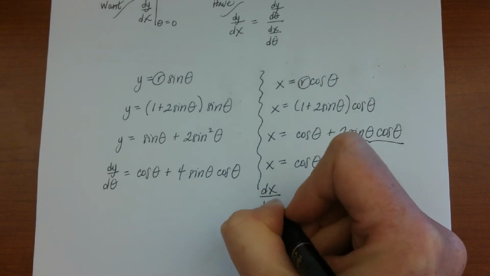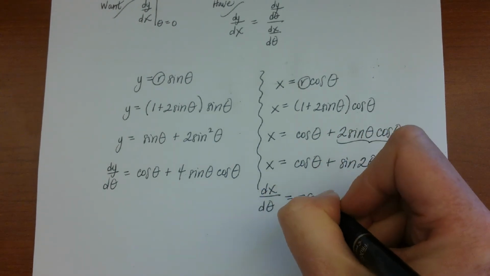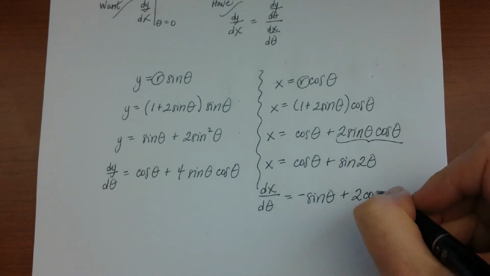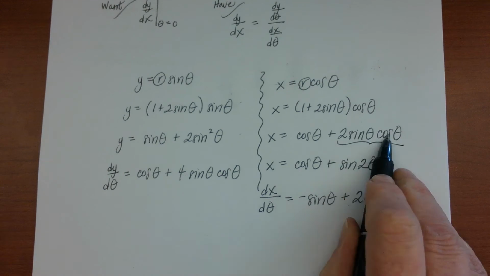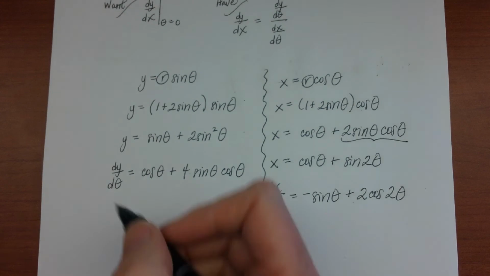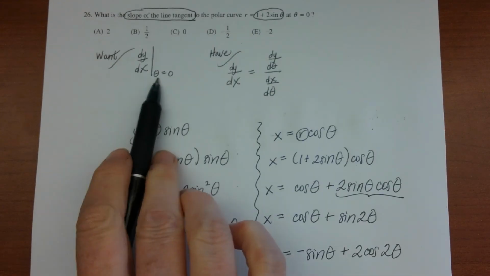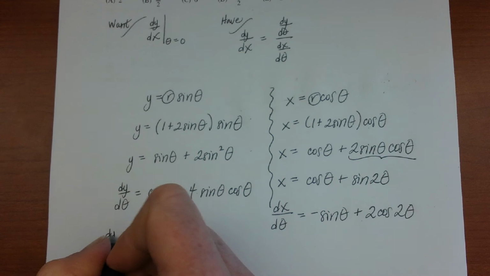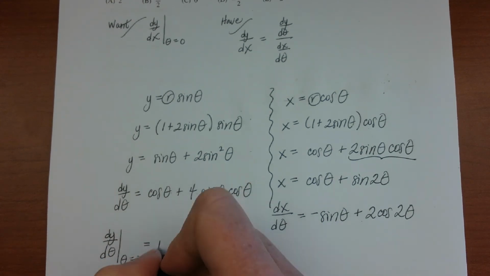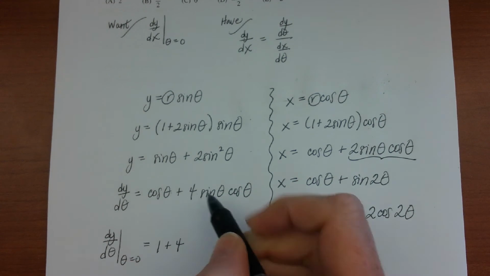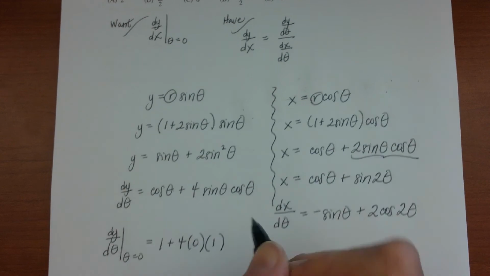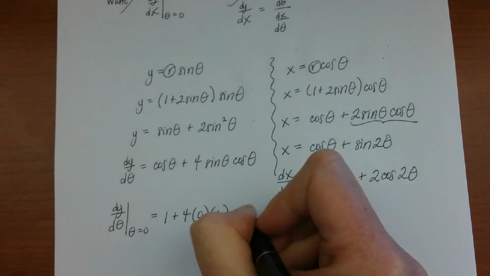So then dx/dθ would end up being: derivative of cosine is the opposite of sine, and derivative of sine 2 theta would be 2 times cosine 2 theta. If you used product rule on this, you'd end up with something that is just this, but expanded out. Okay, so now let's figure out, what would dy/dθ be when theta is 0? Cosine of 0 is 1, plus 4 sine of 0, which is 0, and cosine of 0 is kind of who cares because you're going to multiply it by 0 anyway. So we ended up with 1 there.